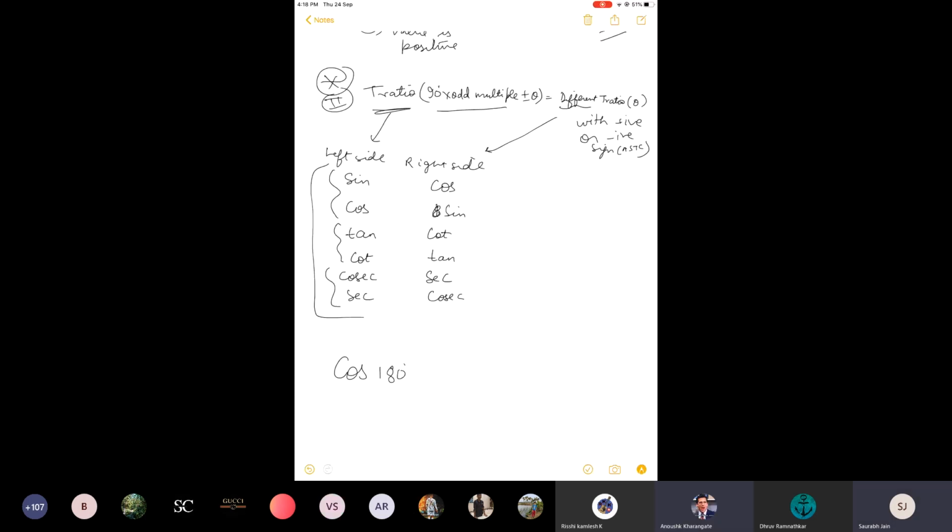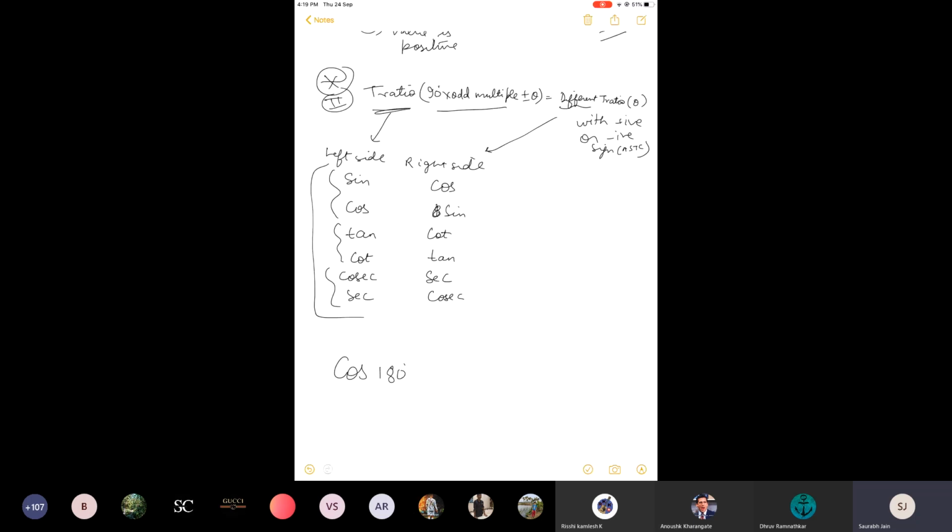Why did cos become sine there? It is just a rule for now. Proofs are not given here. There are proofs for every reduction formula, given with the help of geometry. We'll come to that later. For now, I have just given the rule. So remember, for odd multiples you have to learn this table, and for even multiples there is no change.